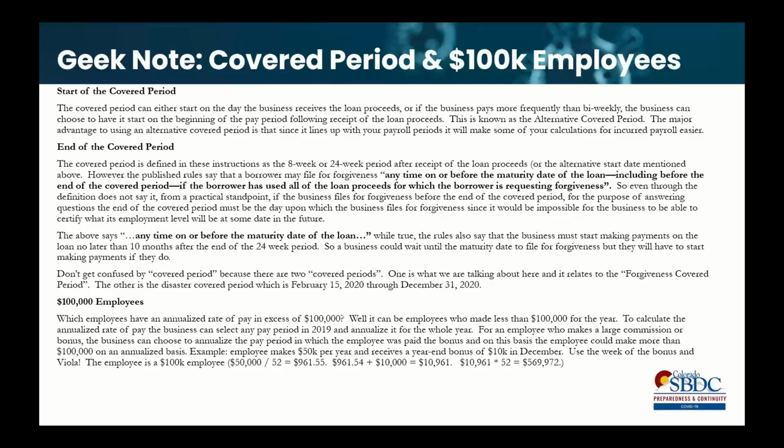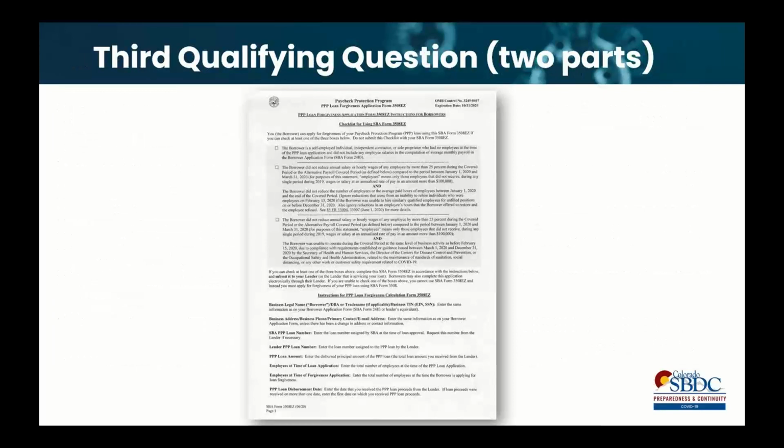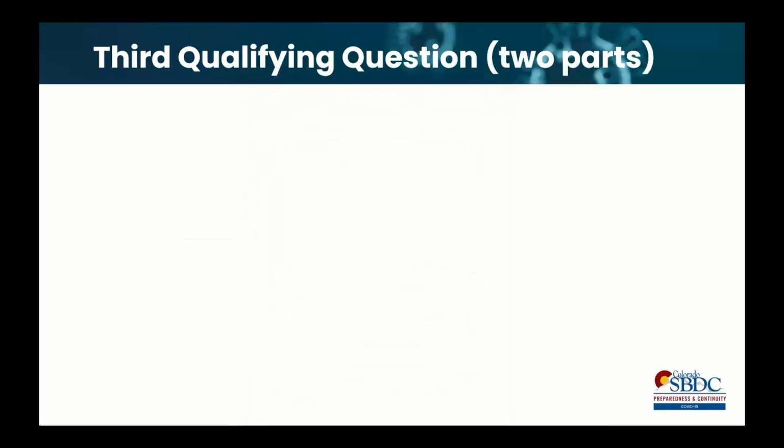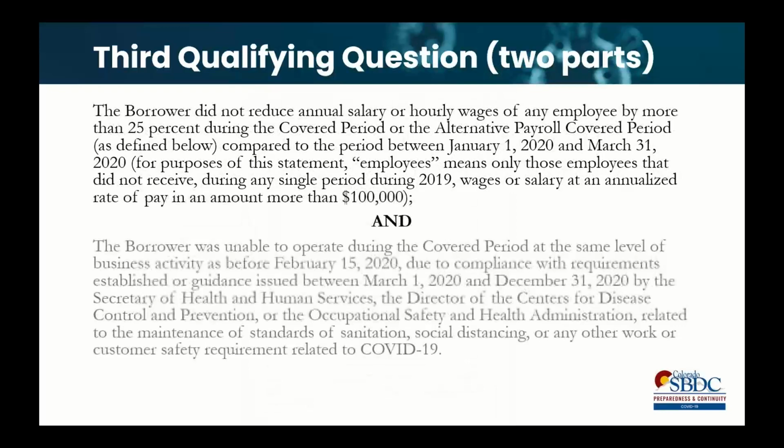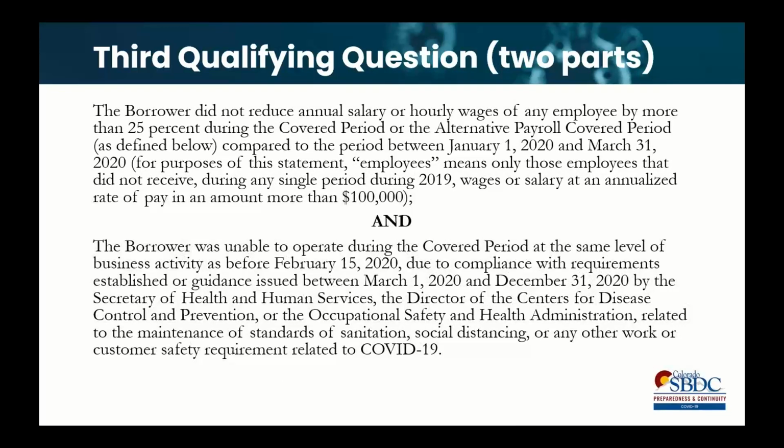Let's move to the third two-part question. The first part of this question is the same as the first part of the second question discussed a few moments ago. The second part of the question says that if the business was unable to operate at the same level of business activity due to compliance with requirements or guidance issued by HHS, the CDC, or OSHA, the business does not have to make a calculation for changes in full-time equivalent employees.